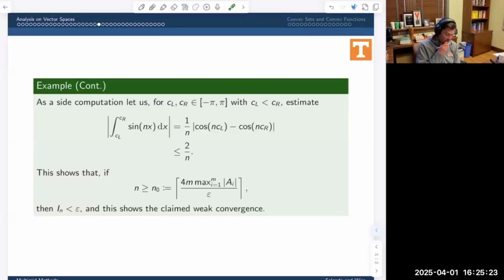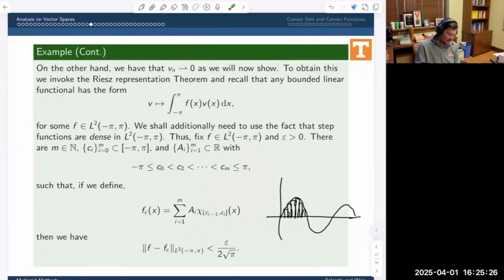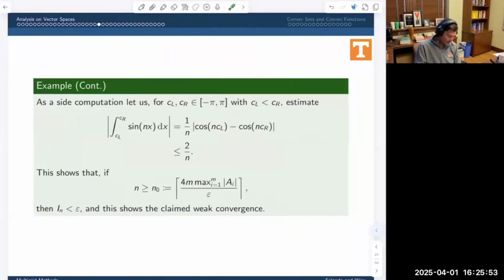And the only thing that really matters here is that we're fixing f. Once f is fixed, then we can think about choosing epsilon. So we fix f first, then we pick epsilon and leave that fixed. Once that's fixed, then we can pick m, and then we can pick this partition, etc. So what that's saying is that for every fixed f, we can say that In has to be less than epsilon as long as n is bigger than some number. Well, this says that In must be converging to 0. That's the only possible thing.